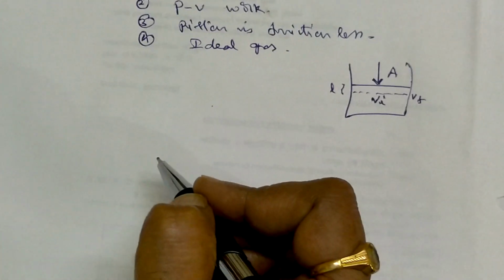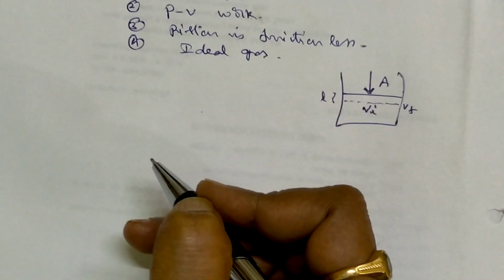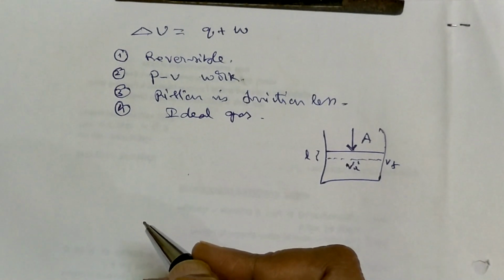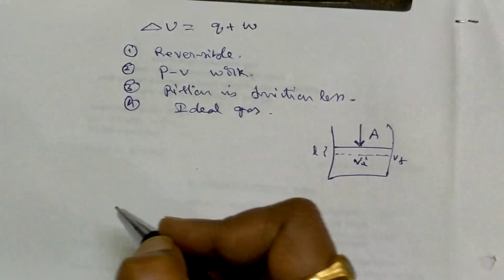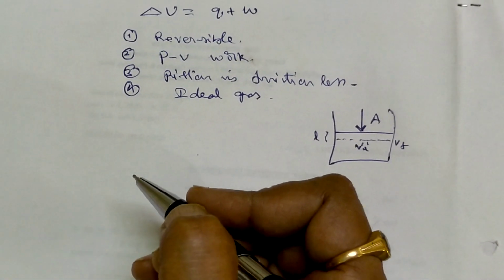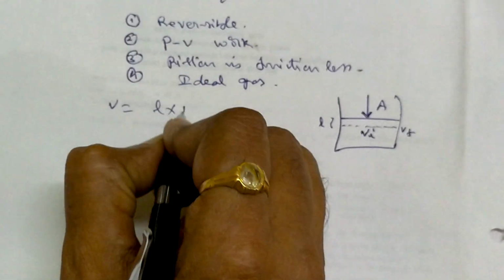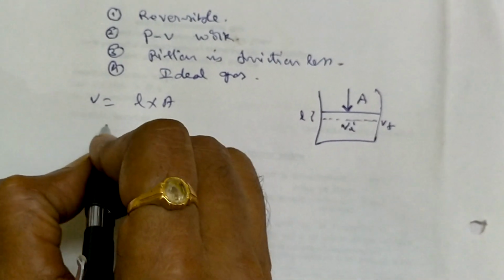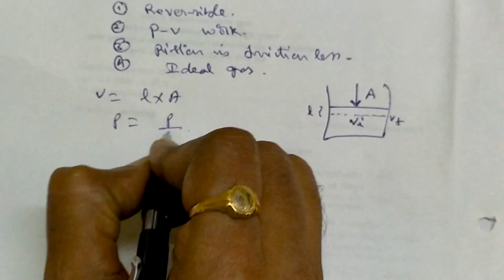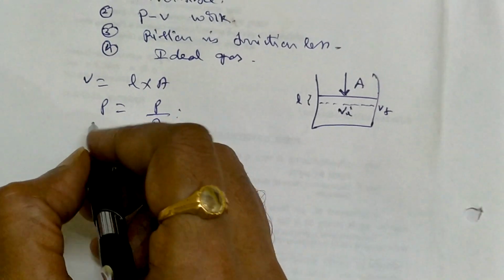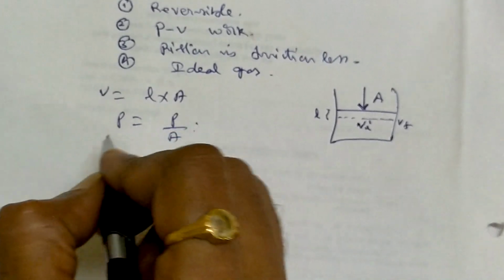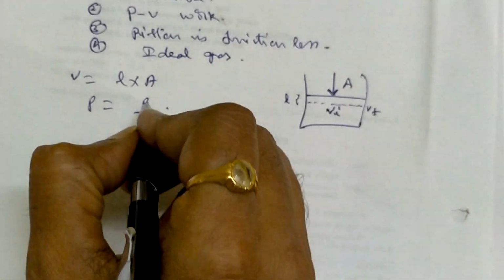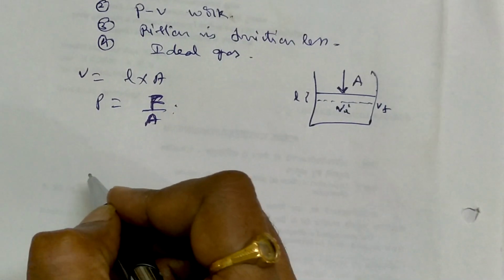Now, work done on an ideal gas in a cylinder when it is compressed by a constant external pressure. External pressure is constant, but it is forcing on the piston. Now, we know that volume equals L into A, and pressure P equals force per unit area. From this, wherever applicable, I can write pressure equal to force per unit area.